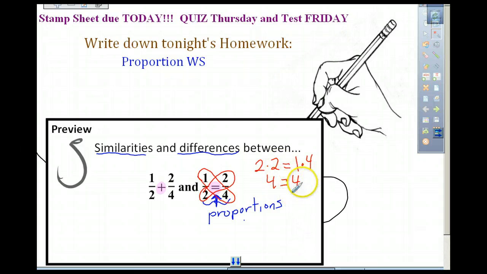Yes, it's proportional. So there's 2 parts to this. Number 1, can you identify it as proportional by doing this? And number 2, if there's a number missing, can we find the missing number? So 2 types of problems.